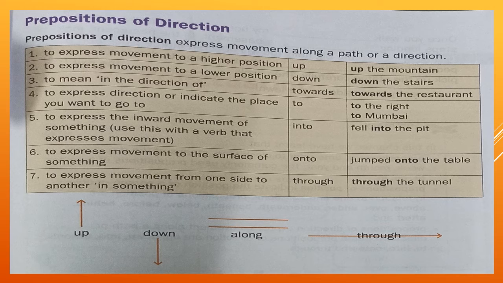Towards, when we use towards to mean in the direction of, like towards a restaurant. Fourth one, to express direction or indicate the place you want to go to, like to. When we use to as a preposition, like where we want to say कि कौन से direction में इसको जाना है, like to the right या to Mumbai. So कहाँ पे जाना है, तो that time we'll use to as a preposition.